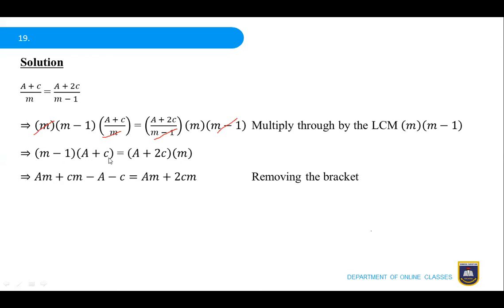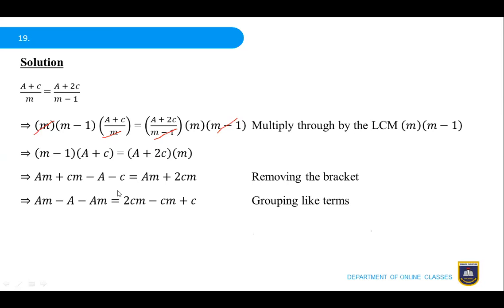M times C will now give us plus CM. Now we pick the negative 1. Negative 1 times A will give us negative A. Negative 1 times C will give us negative C. And that should be equal to A times M is AM. A 2C times M will also give us 2CM. So we've removed the bracket. If you remove the bracket now, we have AM.